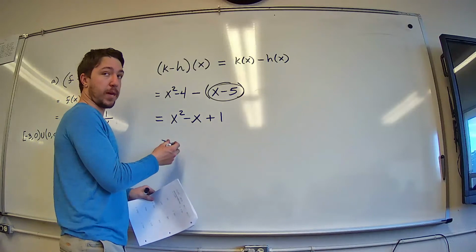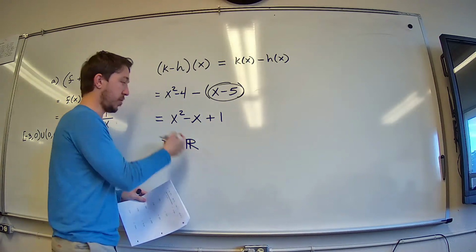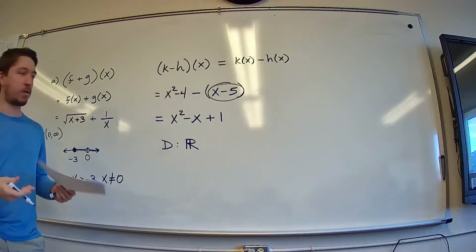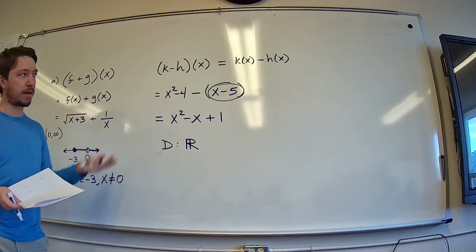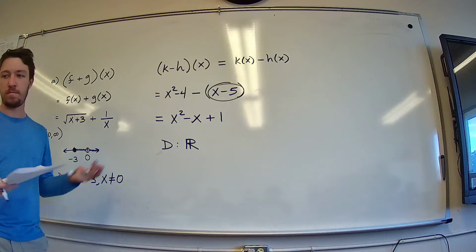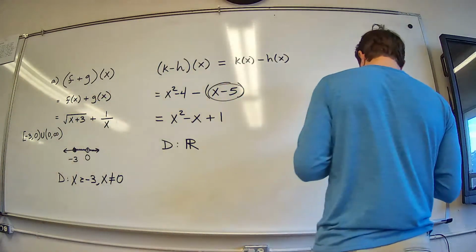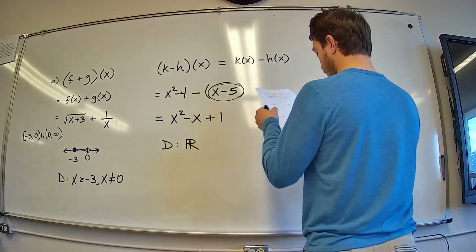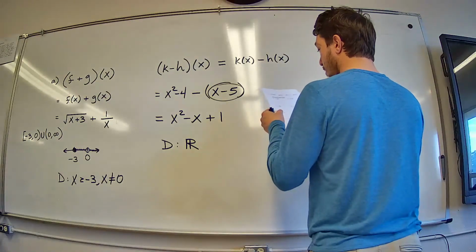So what's the domain, guys? All real numbers. Because you can square any number you want, right? You can subtract any number you want. So there's no division by 0 to worry about. There's no square rooting negatives to worry about. There's nothing like that. All right. Let's go over a couple more examples and then we'll just have some work time.